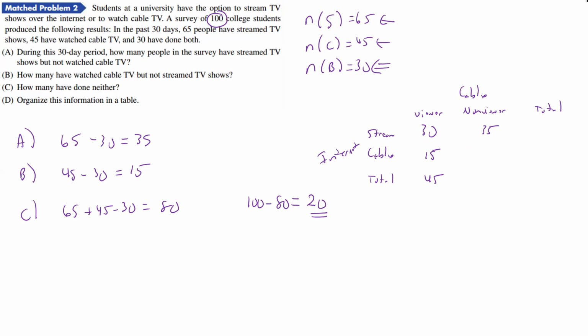Now, who was here that did neither, not streaming and not cable? Well, that was our 20. And if we add that, that's 55. Now, if we add across, that's 65, and that's 35. And if we add across or down, either way, that gives us our total of 100.